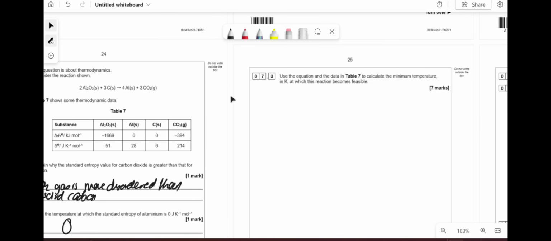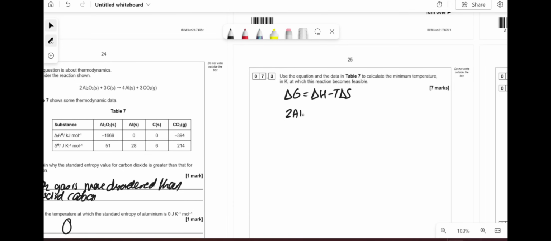Okay, so use the equation and the data in table 7 to calculate the minimum temperature in Kelvin at which this reaction becomes feasible. So this is involving Gibbs free energy change. So delta G equals delta H minus T delta S. They've not given us delta H and delta S, so we need to work that out ourselves. So I'm going to just sketch this equation here just for our sake.